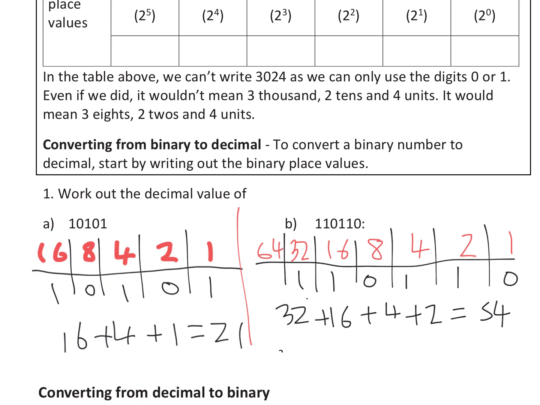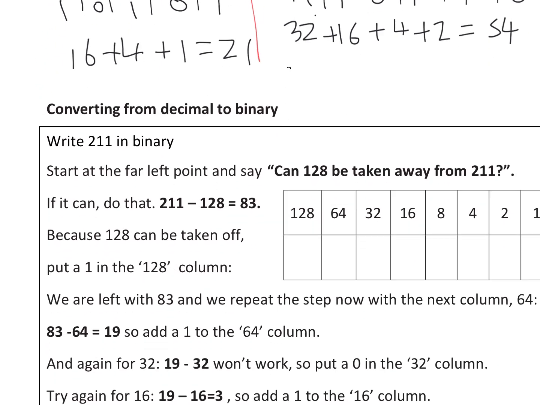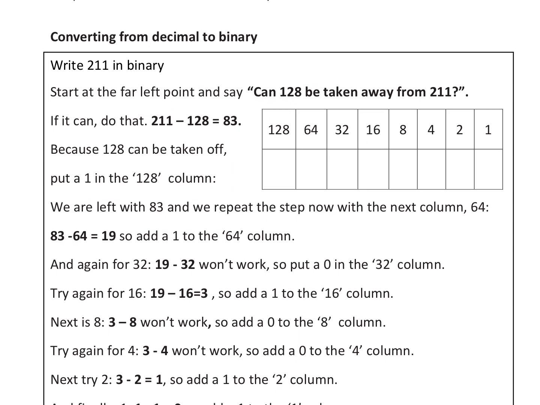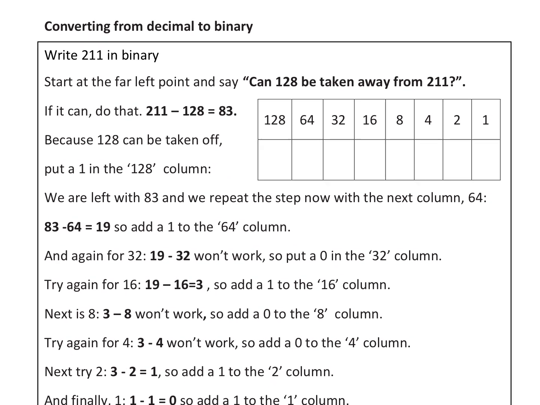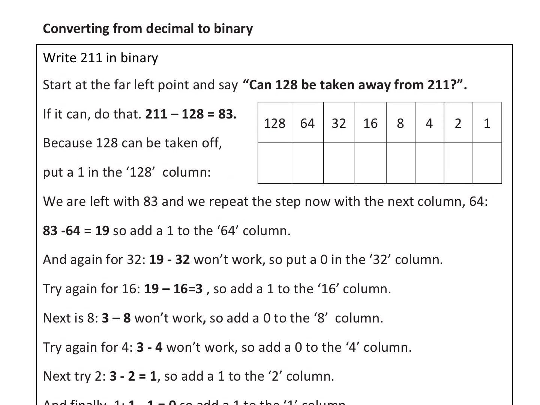Okay, it'd be best to go off and practice that, but when you're comfortable, let's look at going the opposite direction. This is quite slow, but hopefully you'll get the gist and not turn off. We're going to try and write the number 211, that's a decimal number. We want to write it in binary. So how do we do that? We start at the far left point and say, well, can 128 be taken away from 211?